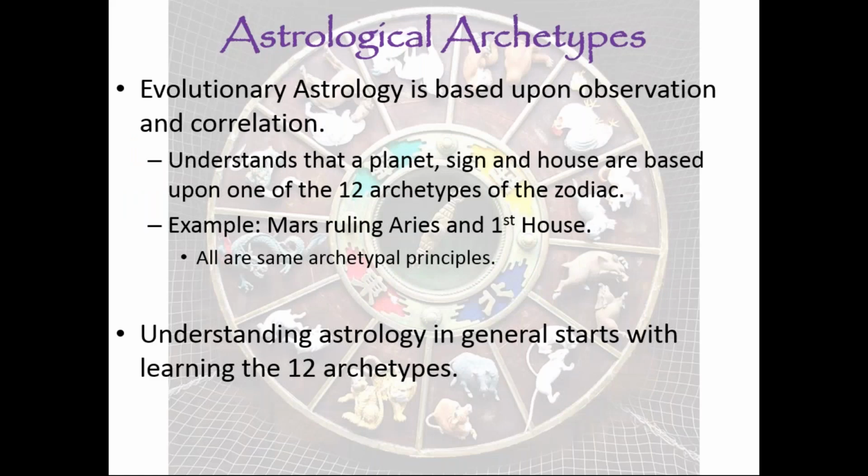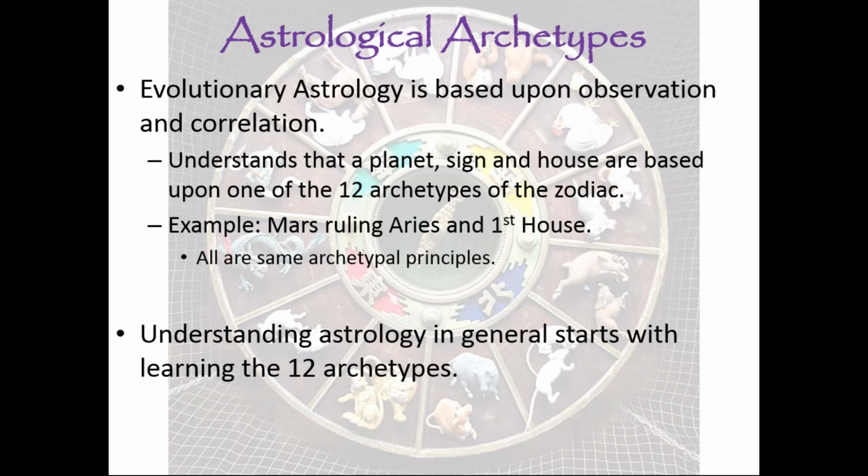Jumping right in, in general, when we look at astrology and astrological archetypes, EA is always based upon observe and correlate. In other words, an archetype can have a spectrum of meaning from 100% positive to 100% negative, and you can't assume where it's going to or how it's going to express itself. You actually have to observe it through the person or chart in question that you're looking at.